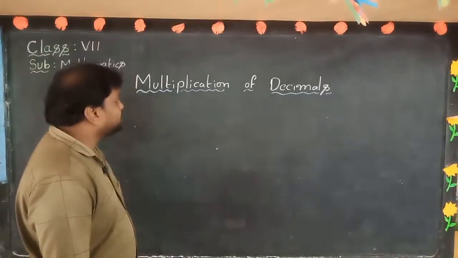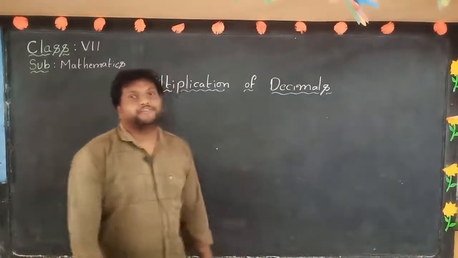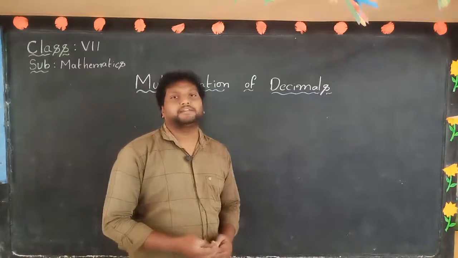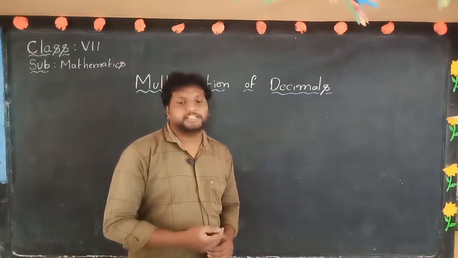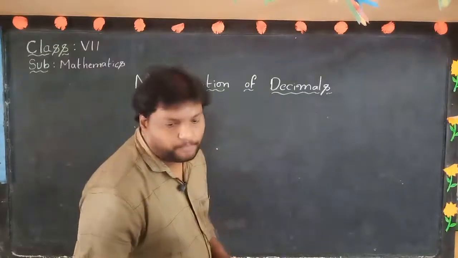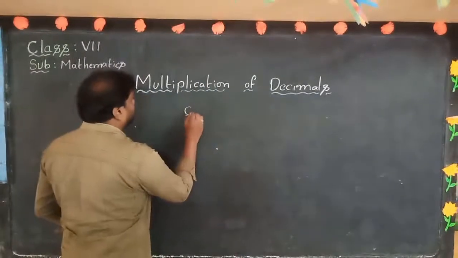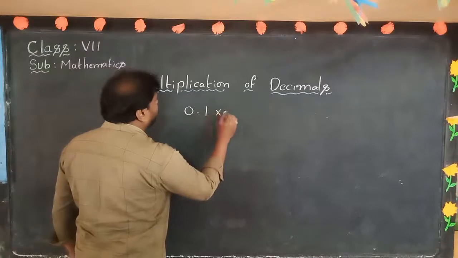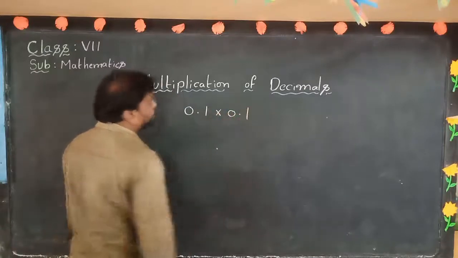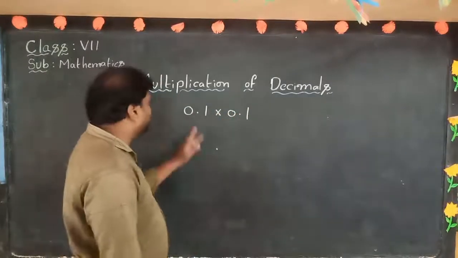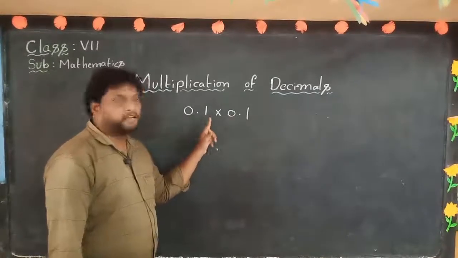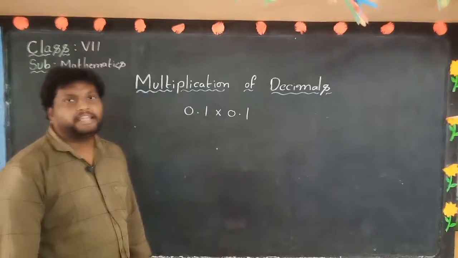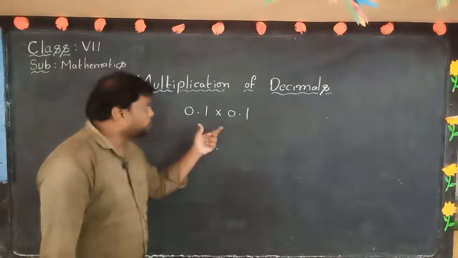Multiplication of decimals: first of all, ignore the decimal part and do normal multiplication. For example, we will take 0.1 into 0.1. In that, 0 is the whole part, 1 is the decimal part, and this is the decimal point. Already we know about that. Then we have to multiply.